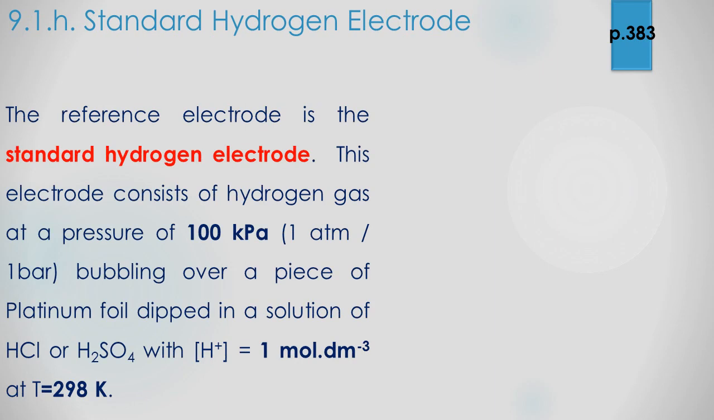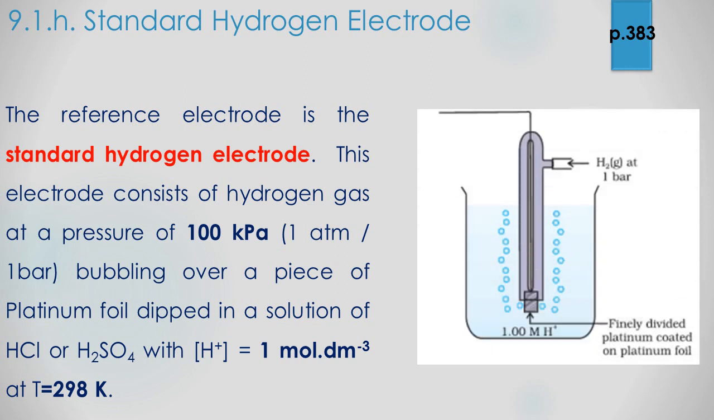What is the reference electrode we are going to pick? It's called the standard hydrogen electrode. This electrode consists of hydrogen gas at a pressure of 100 kilopascals, just to satisfy the standard conditions. It's bubbled over a piece of platinum foil, dipped in a solution of HCl or H2SO4 with a concentration of H+ of 1 mole per decimeter cube and at a temperature equal to 298 kelvins.